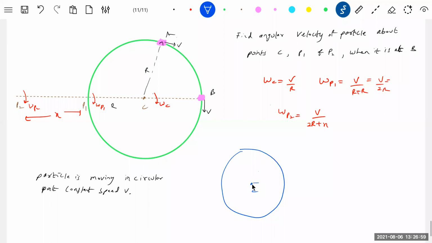About C, angular velocity is omega. Somewhere some arbitrary point I'll bring. About P, how much will it be? So for that, what you can do is, this is a velocity, this is a radius R. Then omega C, how much do you write? V by R. What about P? About P means what we should do? Again, we have to bring a mathematics like this. This is a radius R.